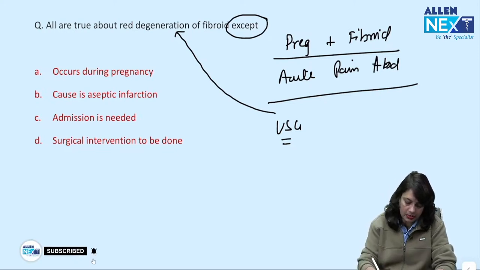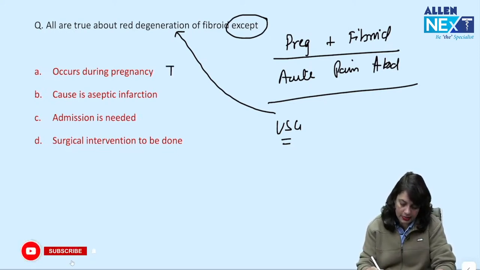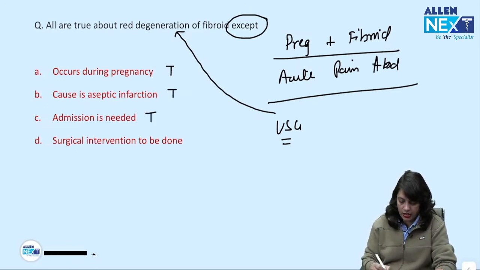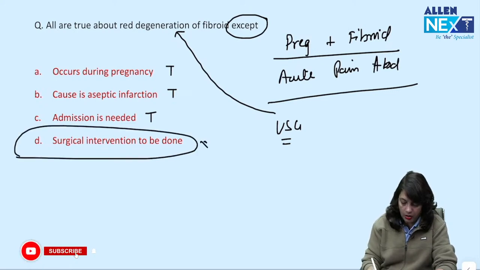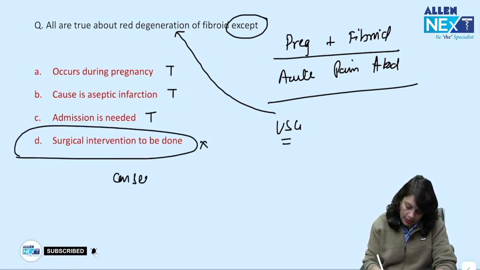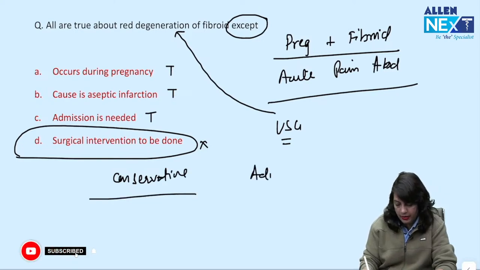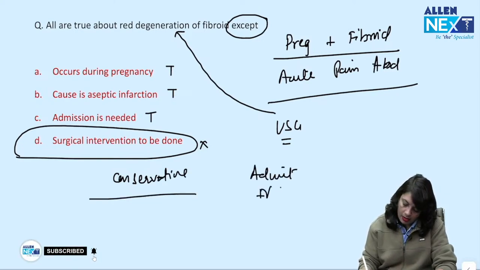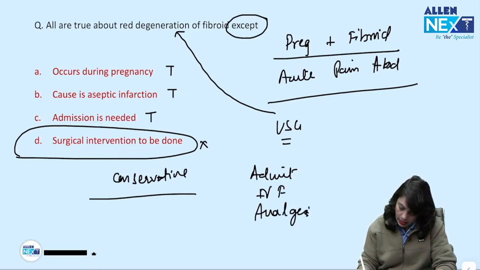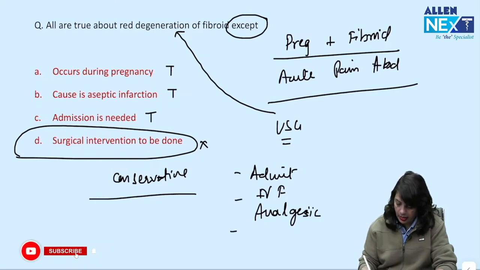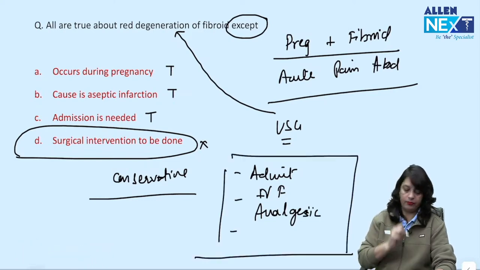It occurs in pregnancy, true. The cause is aseptic infarction, true. Admission is required, yes. Surgical intervention is to be done, wrong. The management is always conservative. That is admit, IV fluids, analgesics, okay, and she will be fine.